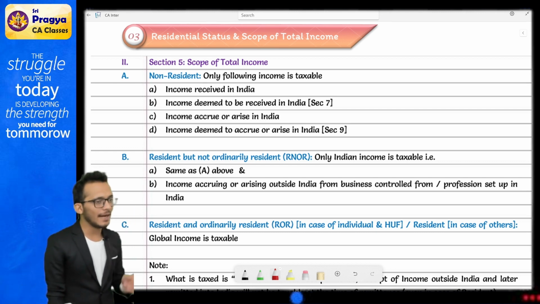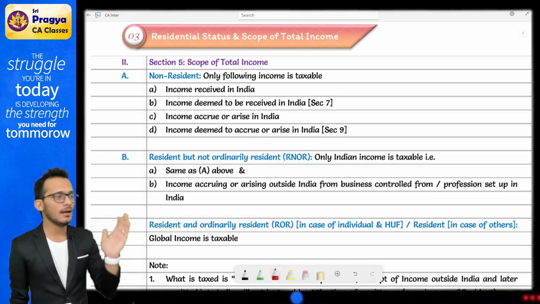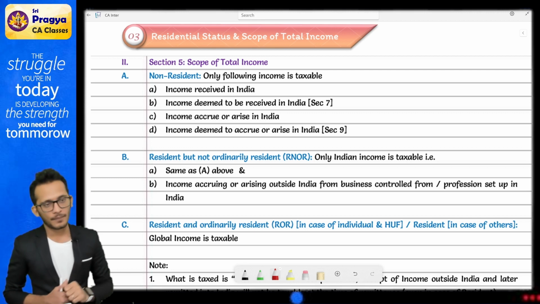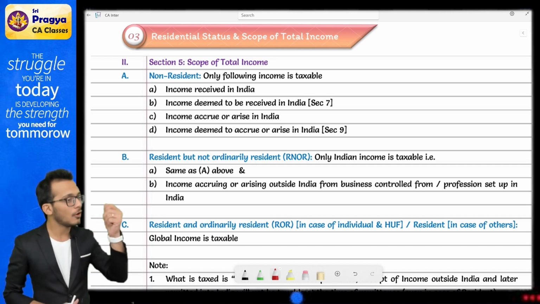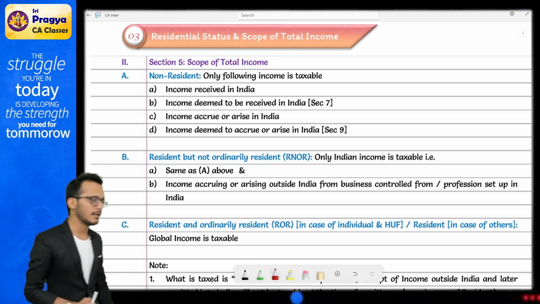Take your NR incomes, add one more item called income accruing and arising outside India from a business controlled from India or profession set up in India. I am saying, no, Rahul, I am neither RNOR, nor NR, I am an ROR. Good for you, all income is taxable. The global income becomes taxable for you.